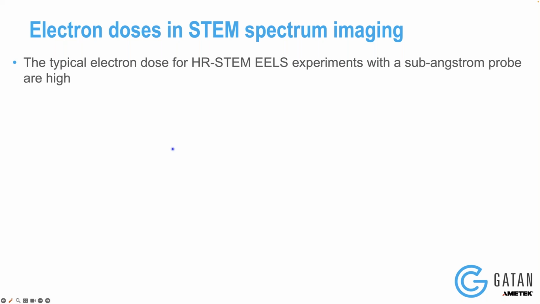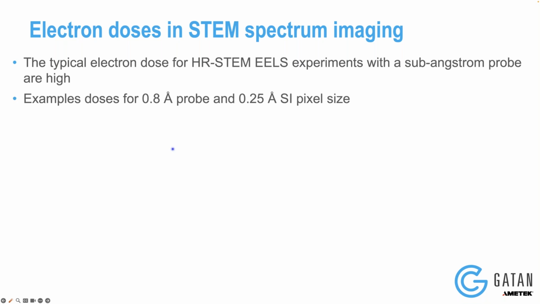A nice starter for this is to think about doses, so electron doses in STEM spectrum imaging. The typical electron dose for high resolution STEM EELS experiments with a sub-angstrom probe is super high. If anyone hasn't done this calculation, you'll probably be shocked. By HR STEM, I mean atomic resolution.